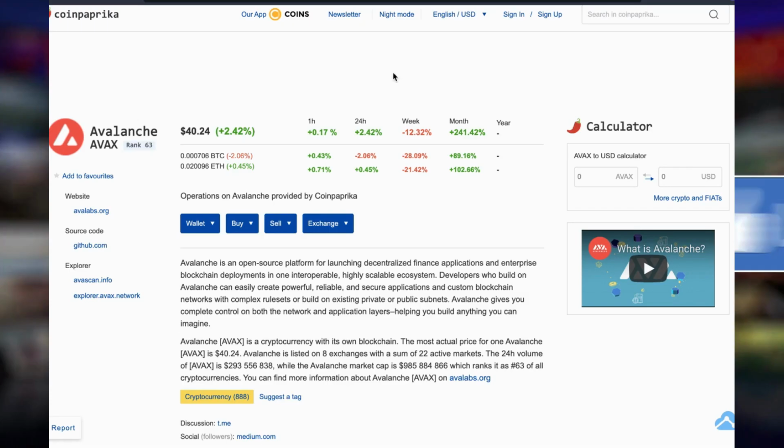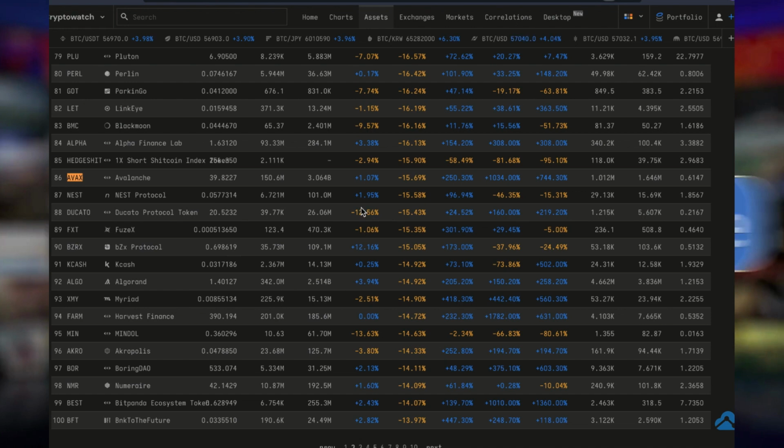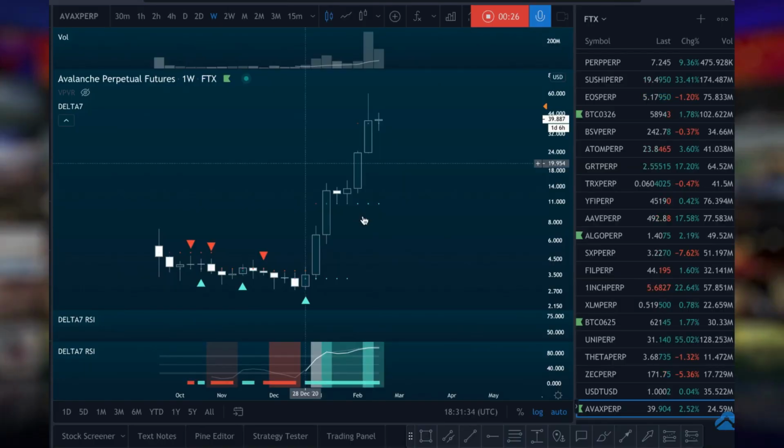So AVAX is one of those coins that sits at 63 in terms of rank on Coin Paprika. CryptoWatch is reporting it as 86 as of now. This is always moving, so there is a lot of volatility, and this can shift. I know that an hour or two ago it was above 100 or something like that.